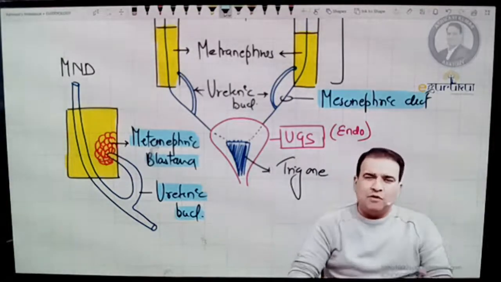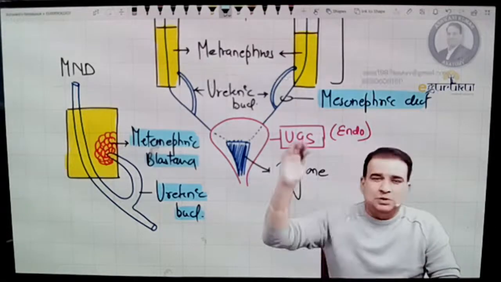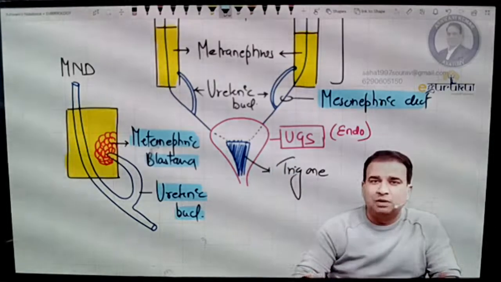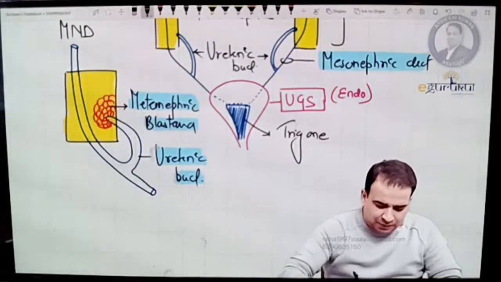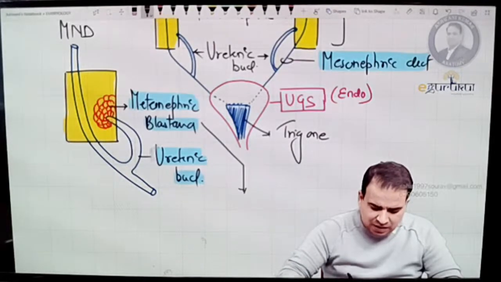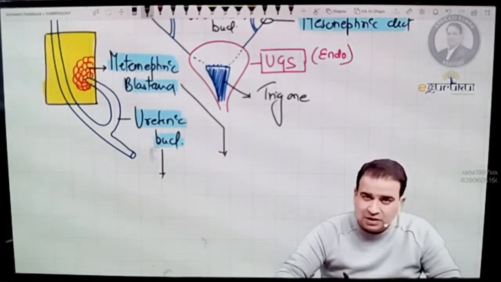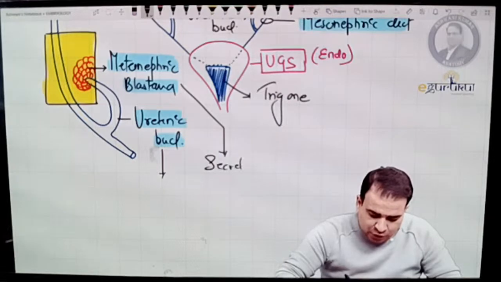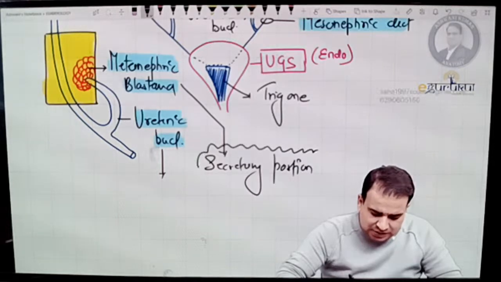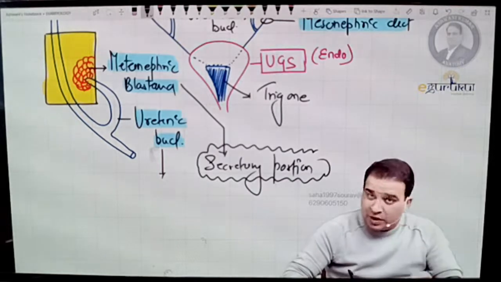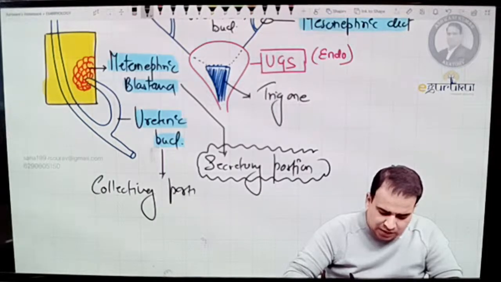Good thing in kidneys, we don't have to bother about endoderm, ectoderm, mesoderm. Everything is mesodermal only. Metanephros is mesoderm. Mesonephric duct coming from mesonephros is also mesodermal. So ureteric bud is also mesodermal. So it's all mesoderm. But still the question is asked what precisely is derived from the metanephric blastema and what is derived from the ureteric bud. So the metanephric blastema gives rise to the secretory portion of the kidney, whereas the ureteric bud forms the collecting portion of the kidney.